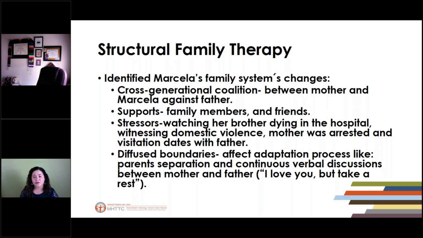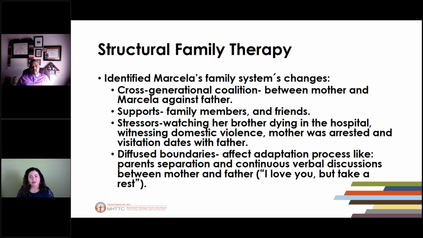It also explored what supports the family has. From the mom's side, she has an extended family that was able to help her sometimes to take care of the girls, and also friends. And my client also has some friends at school, so that's support for them.